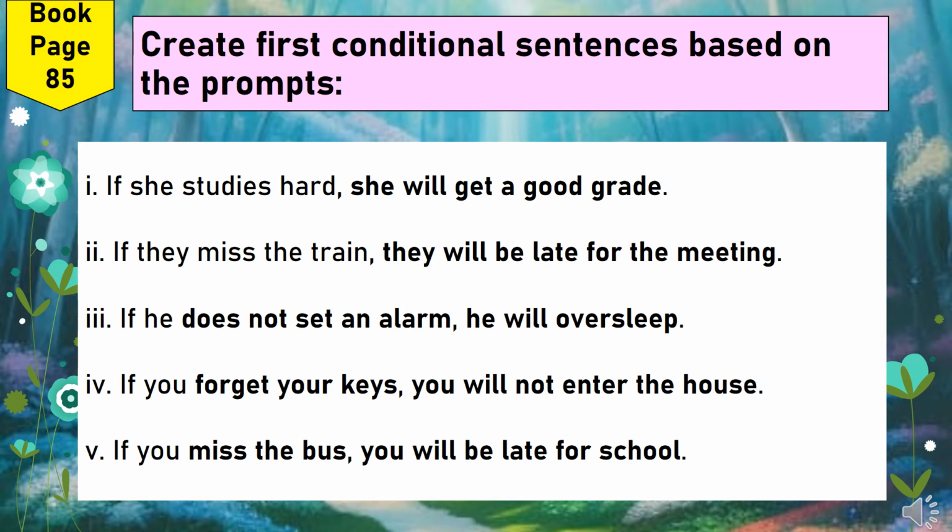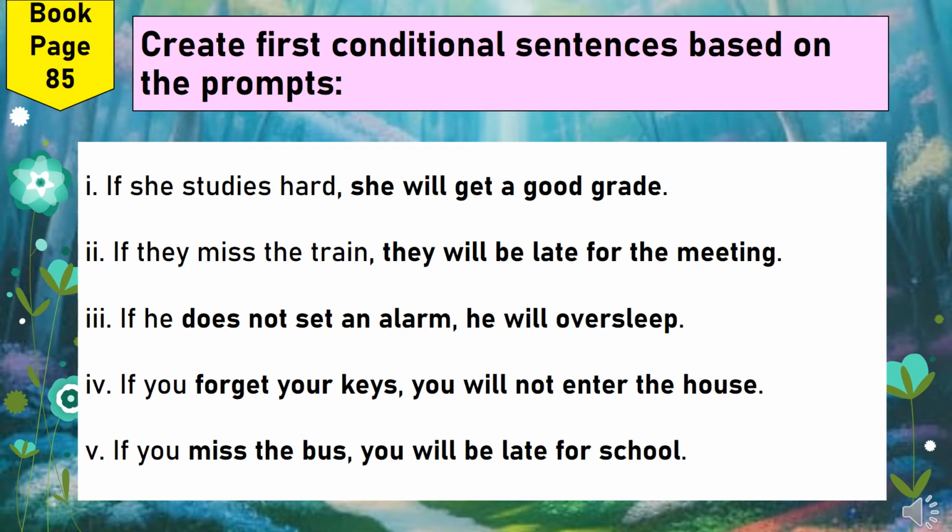Now let's practice making first conditional sentences using the given prompts. 1. If she studies hard, she will get a good grade. This means a good grade is possible if she puts in the effort. 2. If they miss the train, they will be late for the meeting. Clear cause and effect. Missing the train leads to being late.